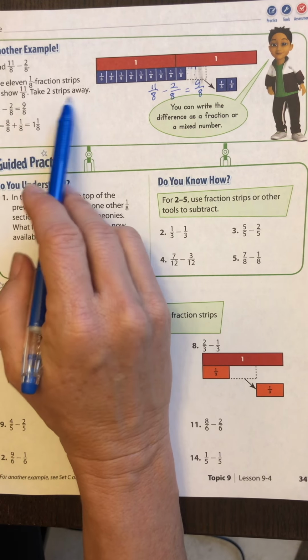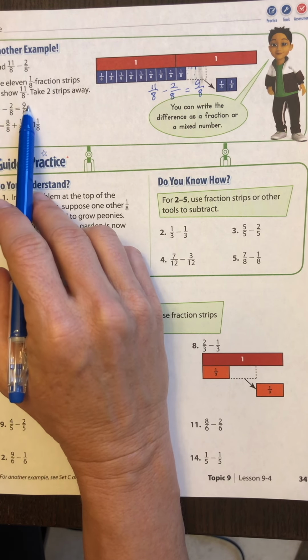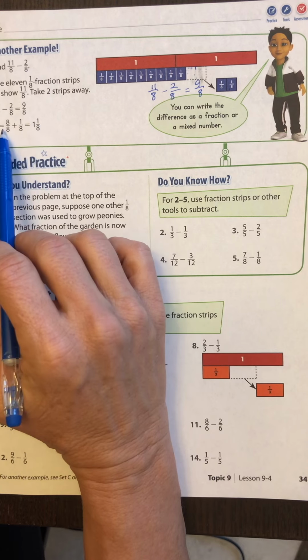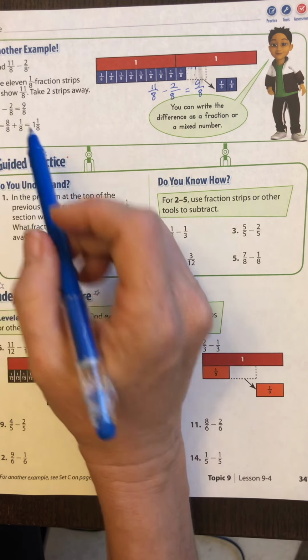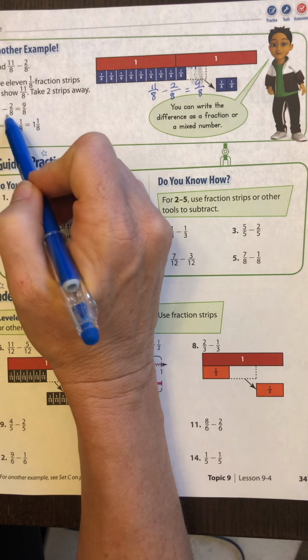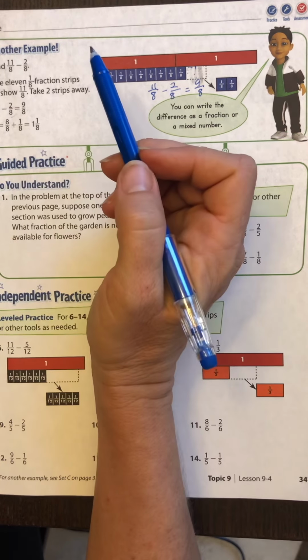You take 2 strips away, so you're subtracting. So 11 take away 2 is 9, or we can count what we have left. We can check ourselves whenever we are subtracting. We can take the answer we get and add it to what we took away. So 9 plus 2 should be the 11.